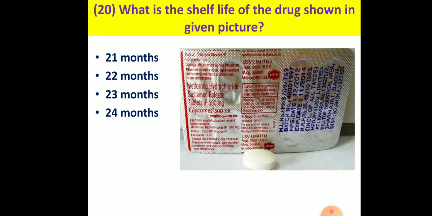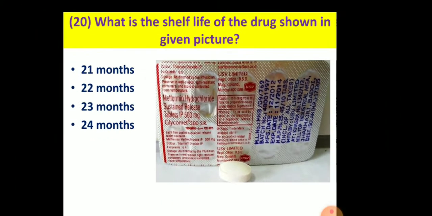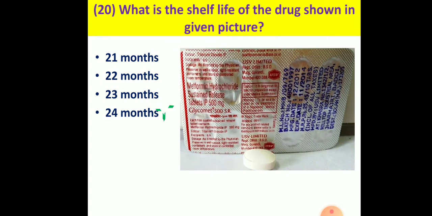So here the concept is, how will you calculate the shelf life? You find the difference between the manufacturing date and expiry date, and both of these are given in a label. If you look at it carefully, you have to start with December 2012, so you have to include that month, December 2012, and go up to November 2014. Okay, and that's why the answer will come 24 months.